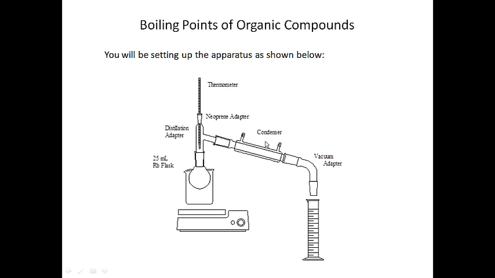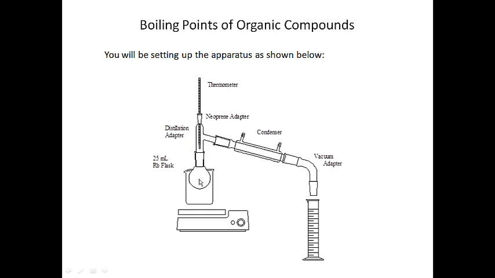And so here's, for instance, a simple distillation apparatus. We have a round bottom flask that'll contain our impure liquid. We have what's called a distillation adapter and a thermometer. We have the condenser, and then we have this thing called a vacuum adapter, which basically directs the liquid to drip out into a receiving flask, or in this case, a receiving graduated cylinder.